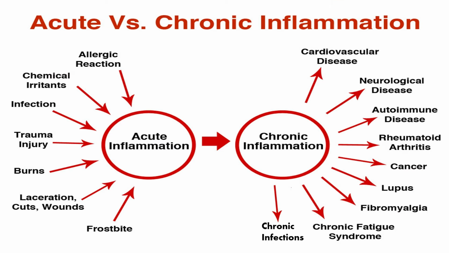Acute inflammation can become chronic inflammation, and there are several types of chronic inflammation. Cardiovascular disease can cause small amounts of inflammation. Neurological disease can also result in inflammation over time. All kinds of autoimmune diseases like rheumatoid arthritis and lupus, for example, can cause inflammation chronically. Chronic infections can also cause chronic inflammation, like tuberculosis, for example.